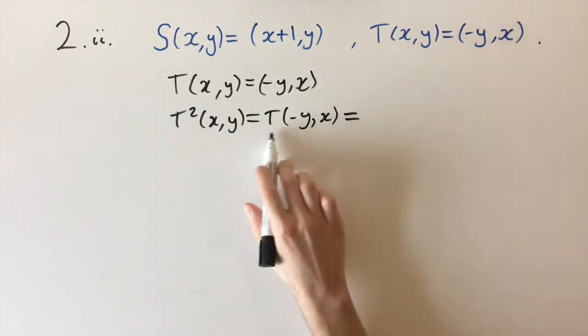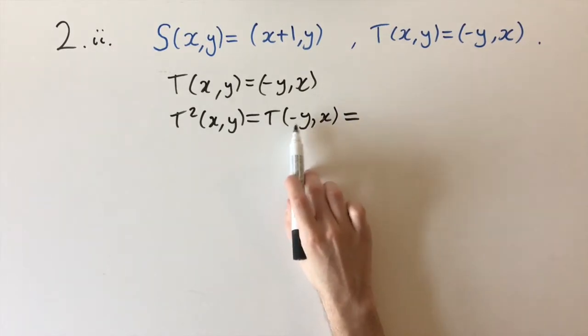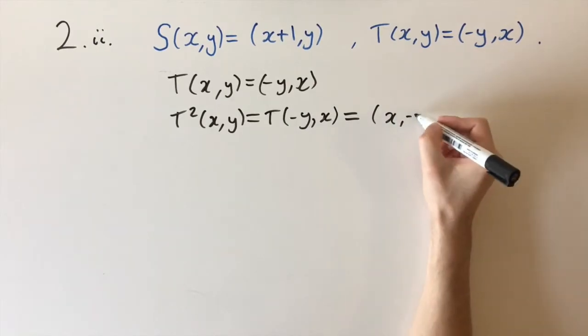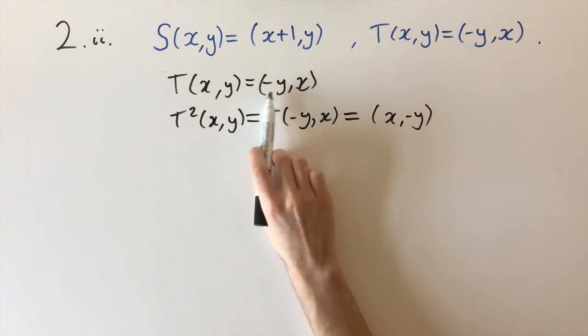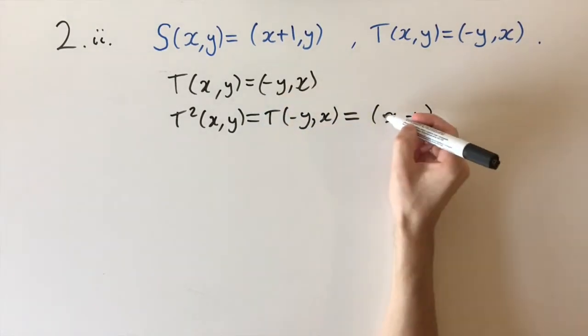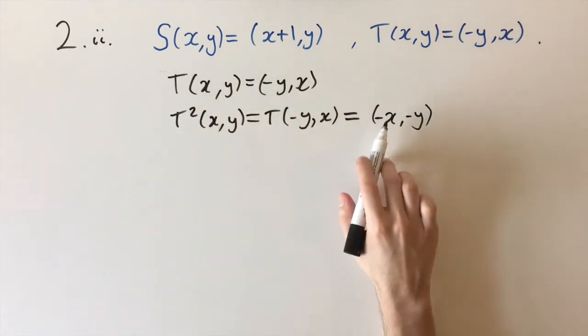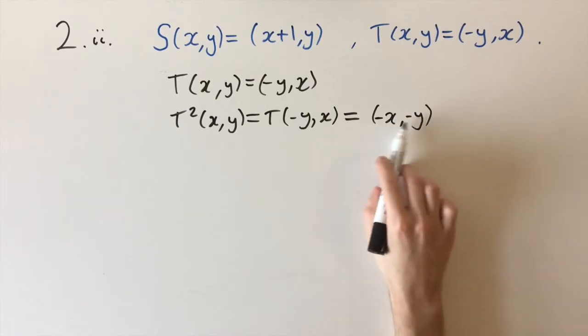So we need to be careful here. What does t do? It swaps the coordinates and it applies a minus sign to the first slot. So if we swap these two, we're going to have x minus y. I've just swapped the two coordinates. And then we apply a minus sign to the first slot. So we're going to get a minus x here. So this is what t squared is. And we can see that the x's and y's are in the right position now. They've just both got minuses.